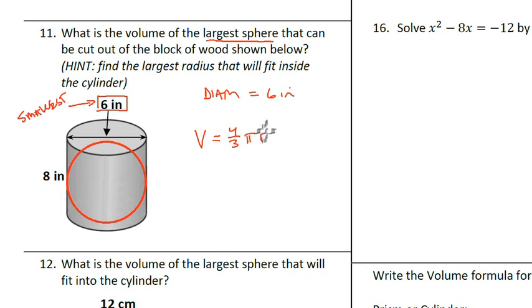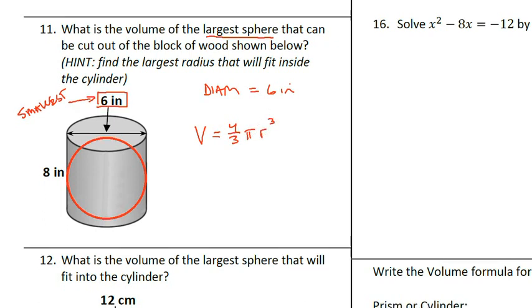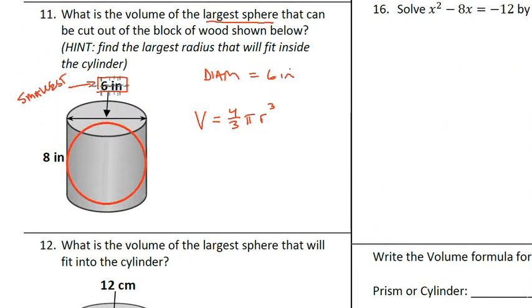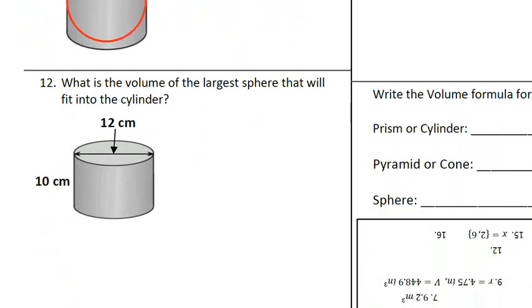4/3 pi radius cubed. When you get down to number 12, notice class, don't get your brain stuck on the fact that it's always the top dimension or the base dimension. Look at this one. Figure out which of these is the smallest. The smallest number is going to be the largest diameter of the sphere that fits in here. So pick your smallest number. That's going to be your diameter, convert it to radius, and then find the volume of the sphere. That will be the largest sphere that will fit inside of this particular cylinder.